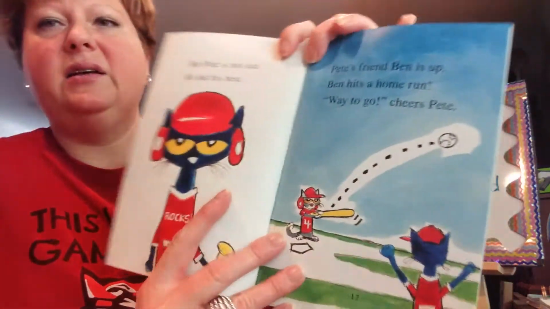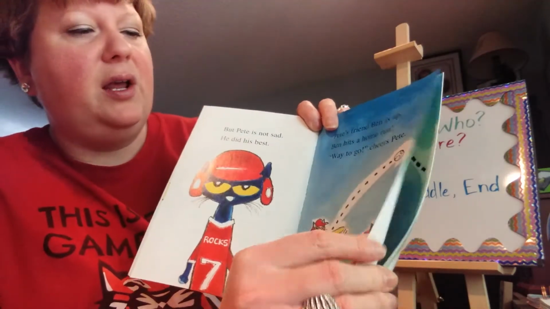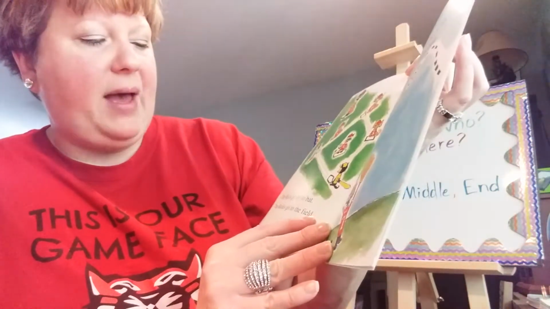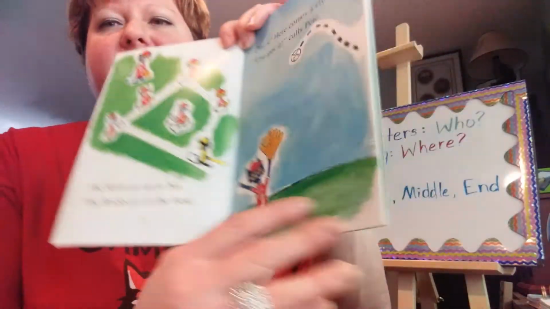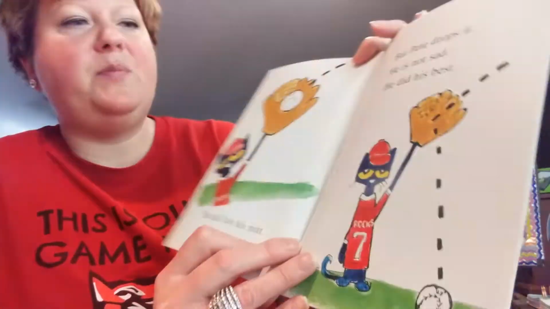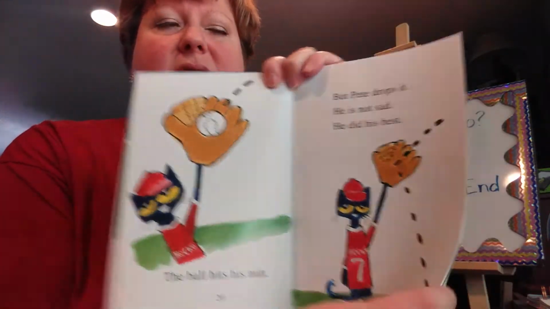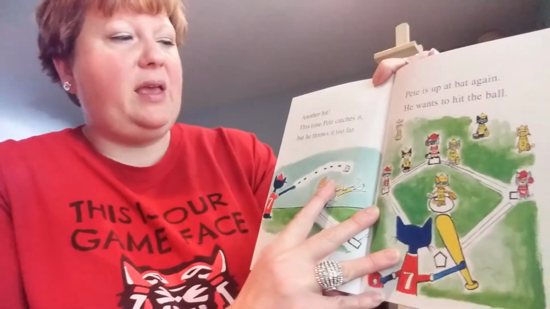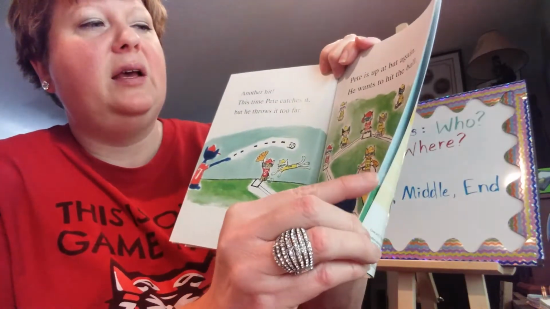But Pete is not sad. He did his best. Pete's friend Ben is up. Ben hits a home run. Way to go, Pete cheers. The Rolls go up to bat. The Rocks go to the field. Crack! Here comes a fly ball. I've got it, calls Pete. The ball hits his mitt, but Pete drops it. He is not sad because he did his best. Another hit. This time Pete catches it, but he throws it too far. Pete is up to bat again. He wants to hit the ball.